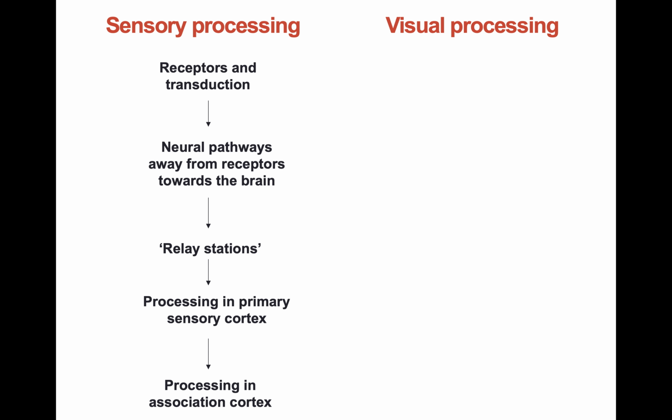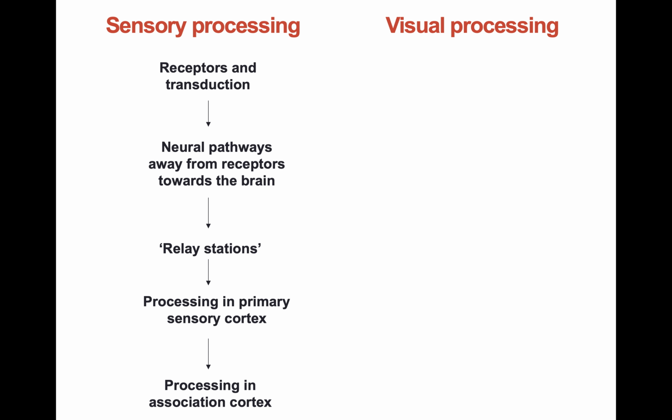All sensory processing follows a similar route. Information is first received by our sense organs, which normally contain receptor cells. This information, or energy from the environment, is then converted into neural activity through a process called transduction. Neural pathways then carry this information away from the receptors and towards the brain, where it is processed in a series of relay stations. It is then sent for processing in primary sensory cortex and finally to association cortex.